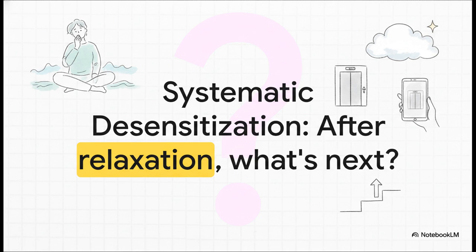And for our last one, this is all about clinical judgment. It's a what do you do next kind of question. You've done step 1 of systematic desensitization. You've taught the patient how to relax. So, what comes next? Well, the whole point of the therapy is gradual exposure. You'd start with the least scary thing on their fear list, maybe just looking at a picture of an elevator while they practice their relaxation techniques. It's all about those small, successful steps.